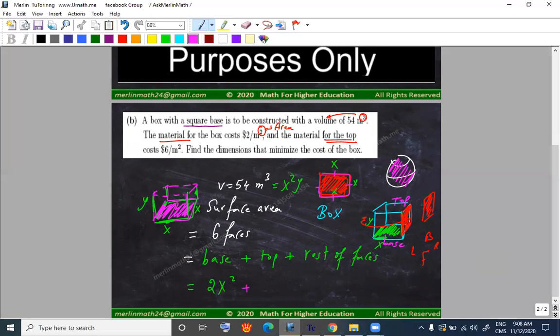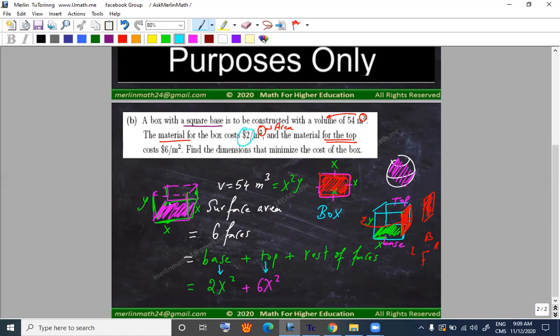Okay, now for the top, it costs you $6 for every meter square. How much on top? The area is the same as in the base. So it is again x squared, and the cost is 6 now. You get it? Okay, so I am just doing it step by step. The cost of the base is this. The cost of the top is that. Now the rest.